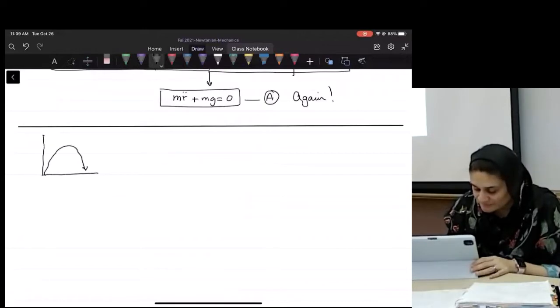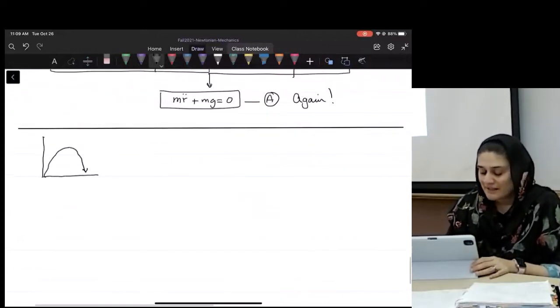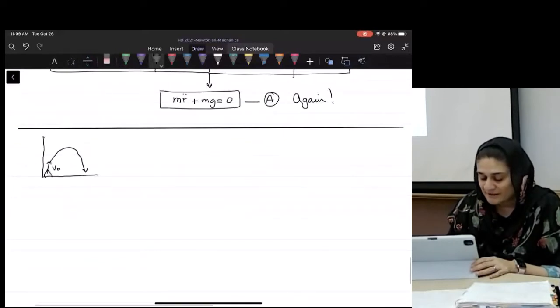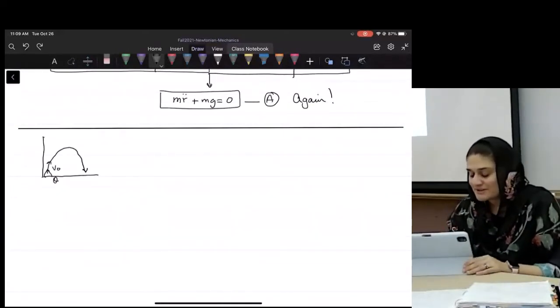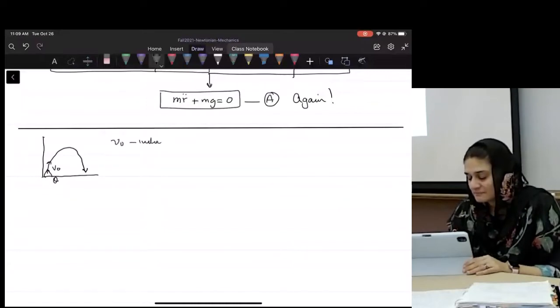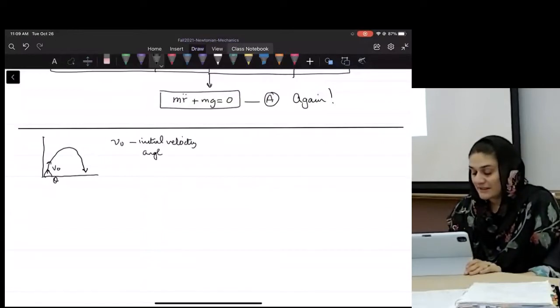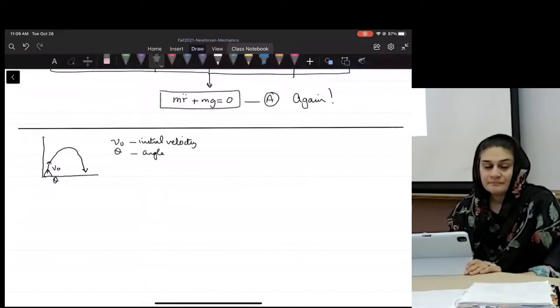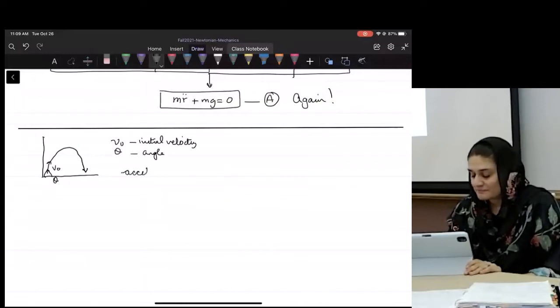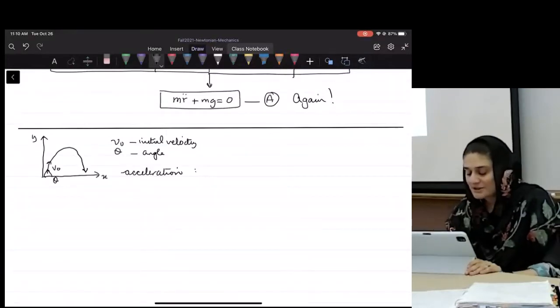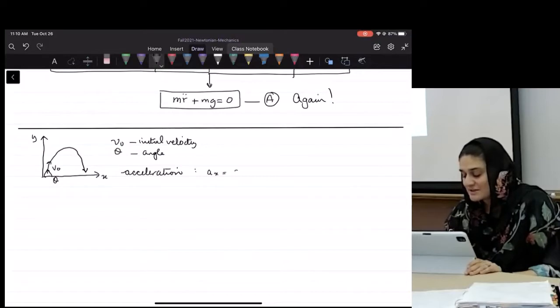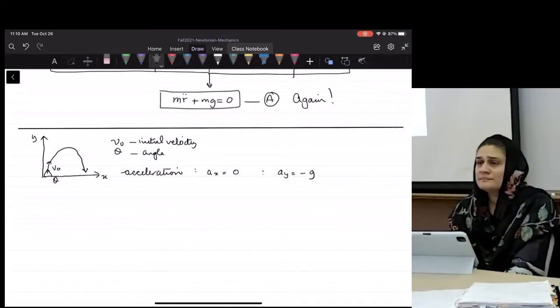Just to make our life easier, let's just say its initial velocity is v0 and its angle is theta. So what will its acceleration be? I'm just going to call this x and y, just for simplicity's sake. Ax is 0, and ay is always minus g. That's what we know, right? Will that remain true anywhere in the projectile?